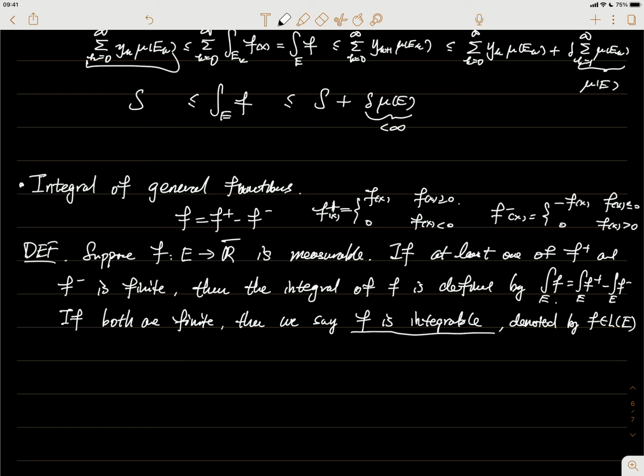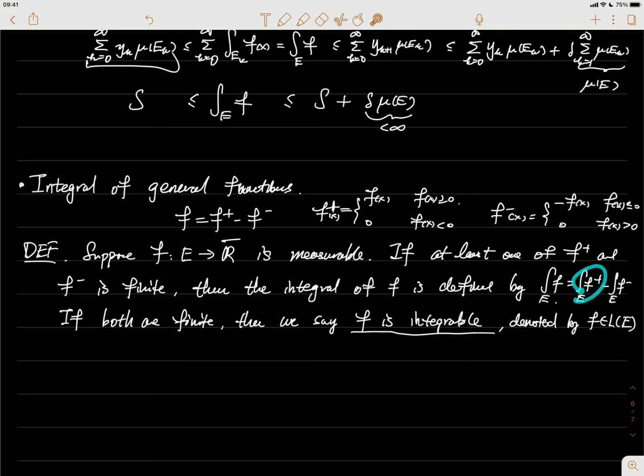Okay, so if at least one of these two has a finite integral, then we can define the integral of f to be the difference of them. The reason why we require at least one to be finite is because both of them are non-negative. If both of them are positive infinity, then taking the difference of them is not defined, as we mentioned at the very beginning of this chapter. But if only one of them is finite, for example, if this is finite and this is infinite, then the difference of them is negative infinity, and we can still say that the integral of f is negative infinity.